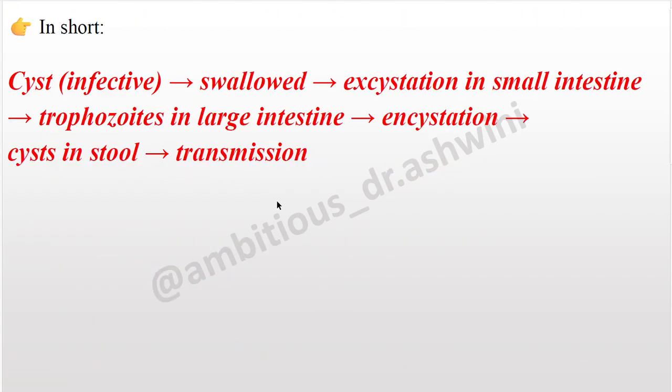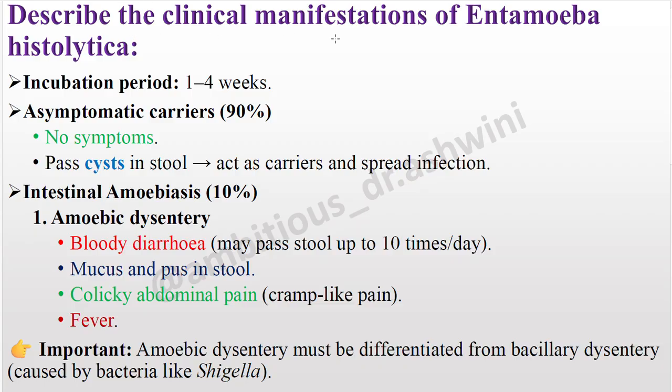Then clinical manifestation of Entamoeba histolytica. Incubation period is 1 to 4 weeks. Asymptomatic carriers: 90% have no symptoms, pass cysts in stool, act as carriers and spread the infection. Then intestinal amoebiasis 10%, amoebic dysentery, bloody diarrhea, may pass stool up to 10 times per day, mucus and pus in the stool, colic abdominal pain, that is cramp-like pain, and fever. An important note here is that amoebic dysentery must be differentiated from bacillary dysentery, which is caused by bacteria like Shigella.